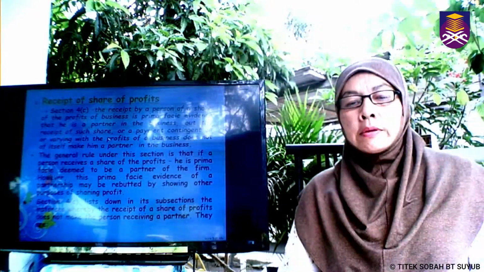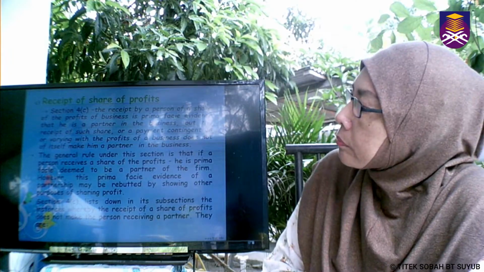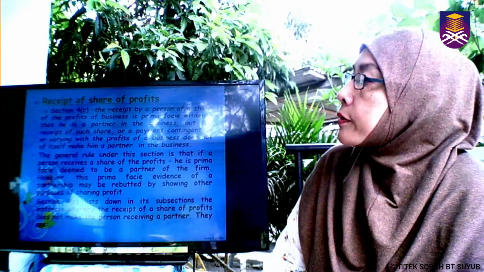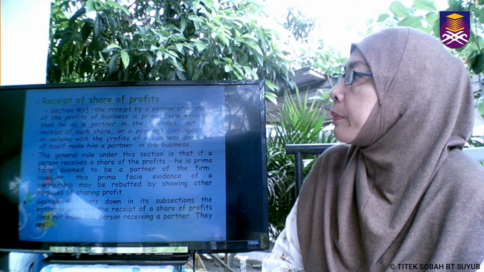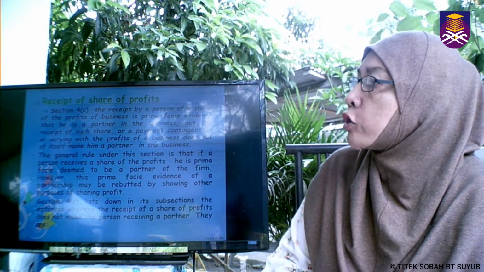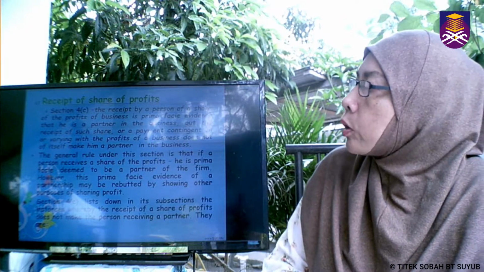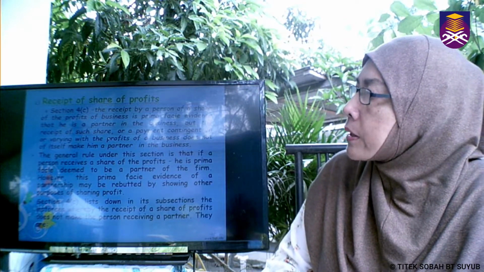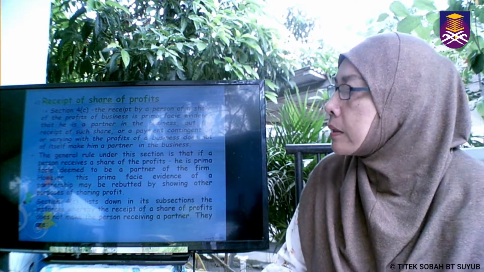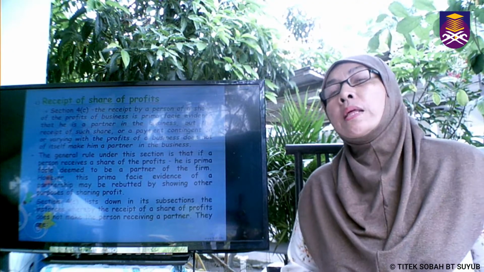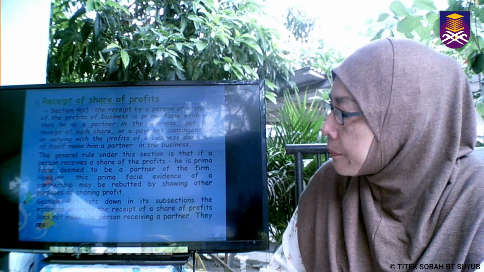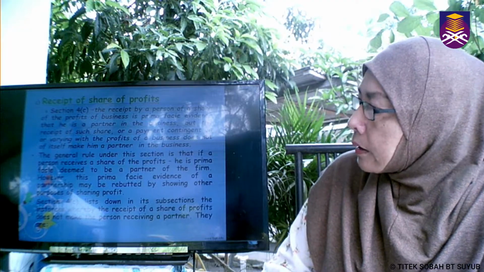So okay, let us go on with receiving or sharing profit. Under section 4C, it says here, the receipt by a person of a share of the profits of a business is prima facie evidence that he is a partner in the business. But the receipt of such share or payment contingent on or varying with the profits of business does not of itself make him a partner in the business. So the general rule here says what? If a person receives a share of the profit, of course, prima facie it looks as if he is a partner. However, this prima facie evidence can be rebutted by showing other purposes.